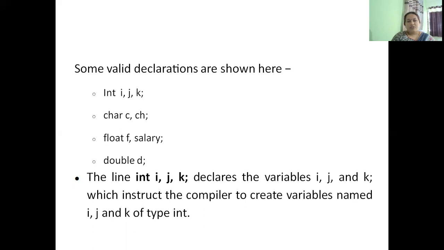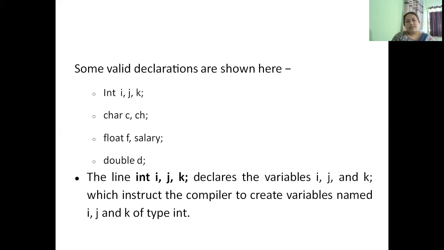One thing you should understand: as soon as the compiler reads int i, j, k, it will allocate three memory locations in the memory, each of 2 bytes size, because int occupies 2 bytes, and names those three locations as i, j, and k respectively.